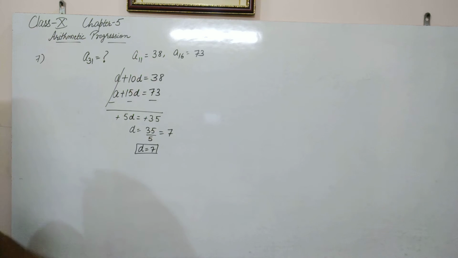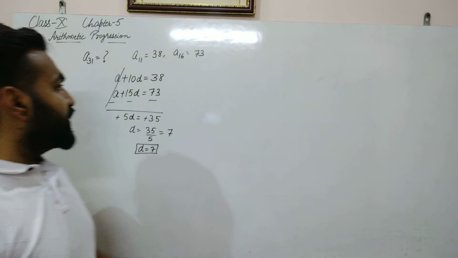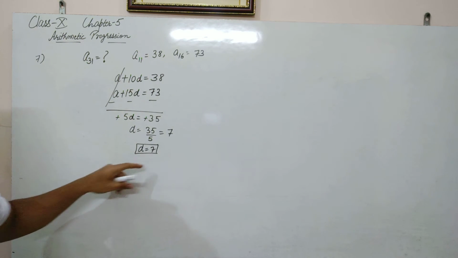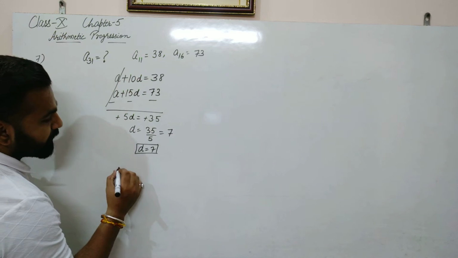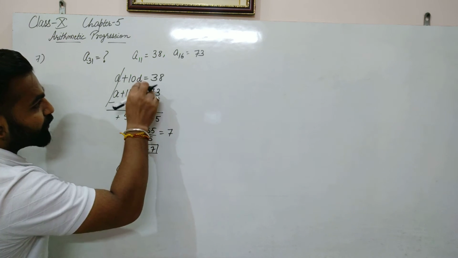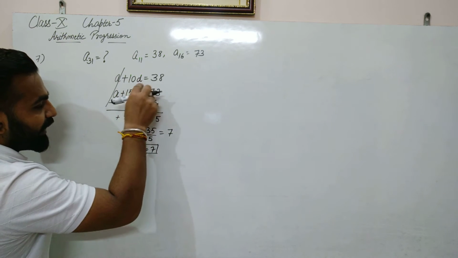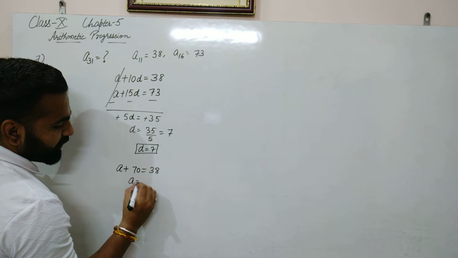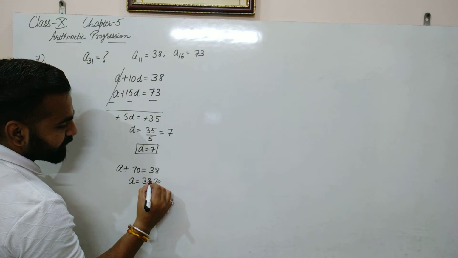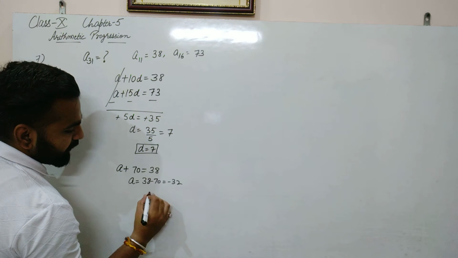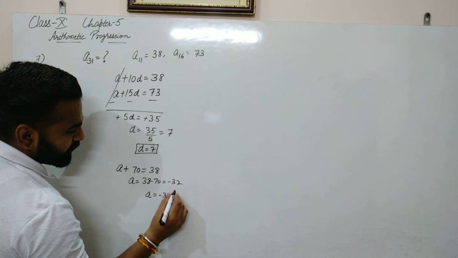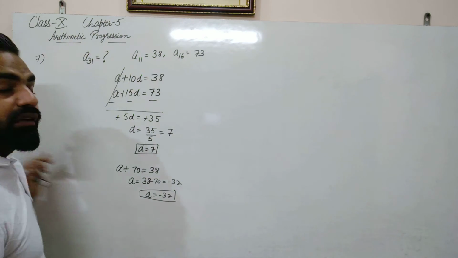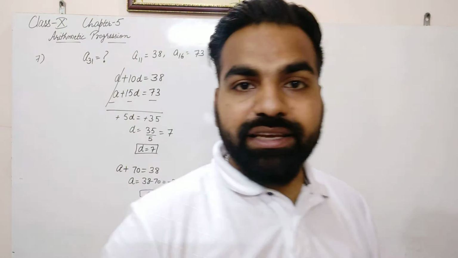One variable is known now. Now we have to find the value of a. So put the value of d in any one of the equations here. So a plus, I am putting in the first equation, 10 into 7 is 70, equals 38. So a will be 38 minus 70, that is -32. Clear? So a is known now, d is known now.